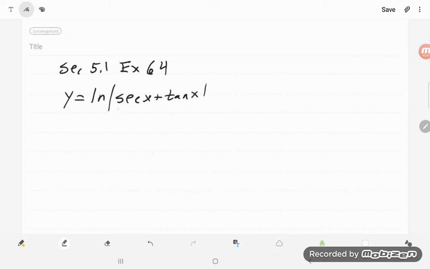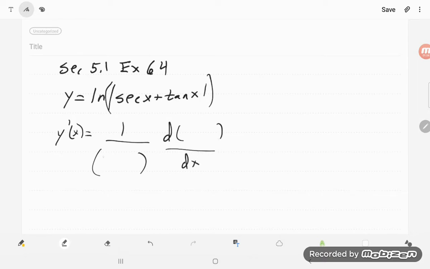Definitely, I have some issues when x is positive and x is negative. And there's no real nice way to deal with this. If I just do y prime of x, well, it's 1 over whatever's inside, and then times the derivative of whatever that was. Well, what's inside is this absolute value of secant x plus tangent x.